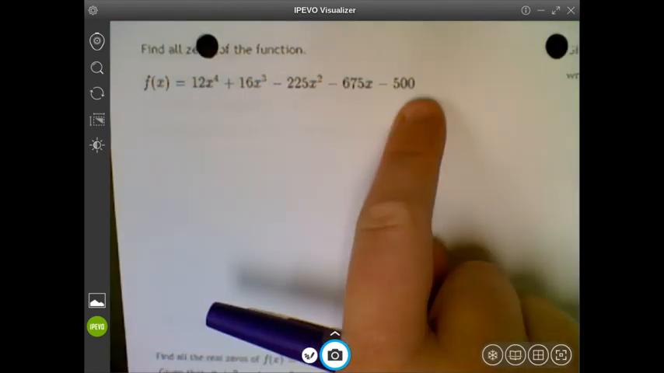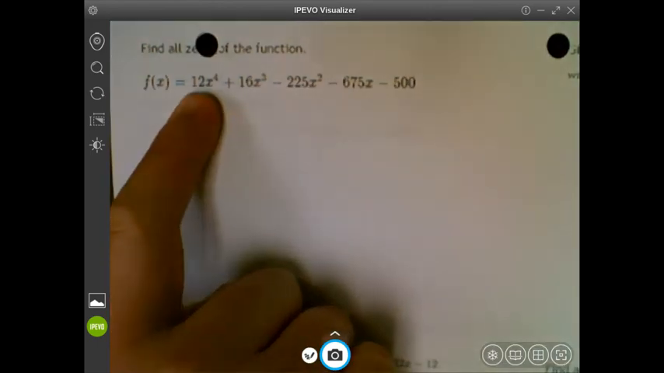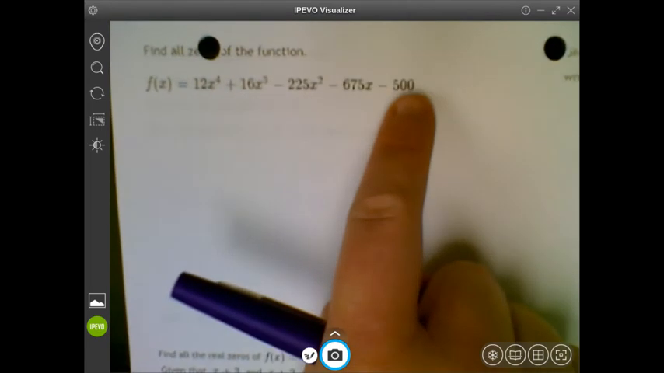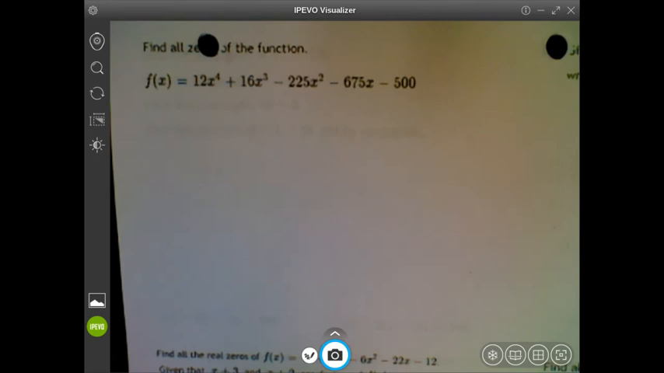So this next one, find all the zeros of the function. This is 500 and 12 are your coefficients here, your constant term and your leading coefficient. So we can make a list of possible rational zeros, and then we can start checking which zeros actually work for the function. In terms of finding the zeros, this is just going to take you some time.